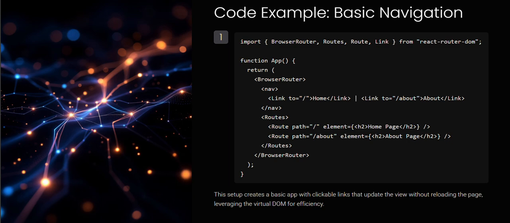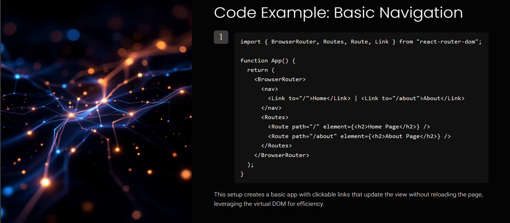What happens when you click a link? You click about, and React Router changes the URL to slash about without refreshing. It checks all the routes inside Routes. It finds the path about, so it shows the about page. React only updates that part of the page. Everything feels instant.